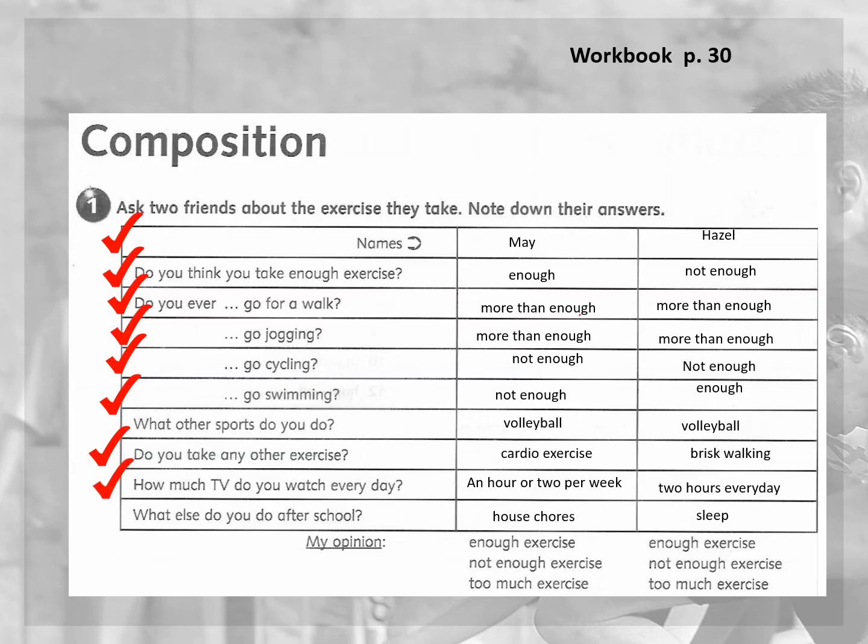How much TV do you watch every day? For May, an hour or two per week, while for Hazel, 2 hours every day. What else do you do after school? May said house chores. Hazel said sleep. So from this exercise, we are going to come up with a composition. And how do we write the composition? Let's move on to the next page.